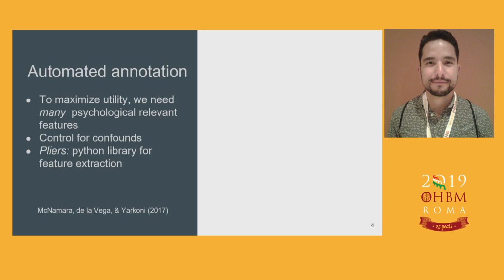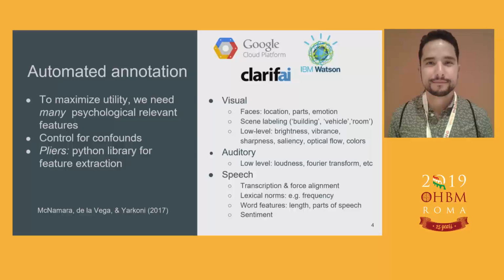The first step towards that is automated annotation. To really maximize this utility, we need many psychologically relevant features. We don't just need the one that we care about. One reason is that we need to control for confounds. Another is that we might want to test how generalizable the effect is to that specific variable as opposed to more general effects. So we want to capture as much of the variation going on in these complex stimuli as we can. To this end, we've developed a library called Pliers, which is a Python library for feature extraction.